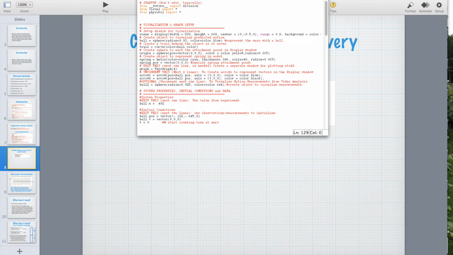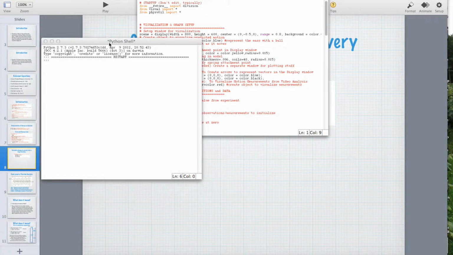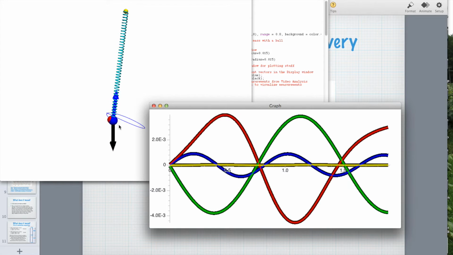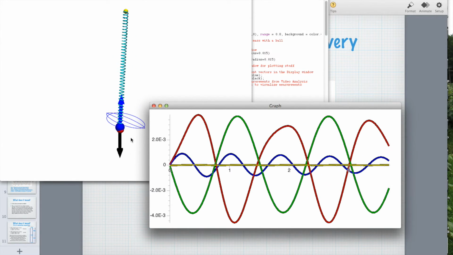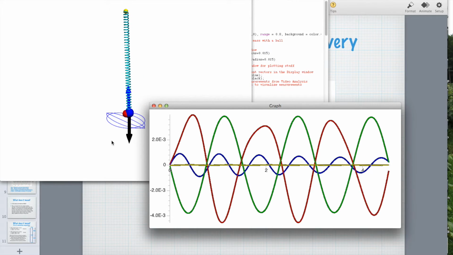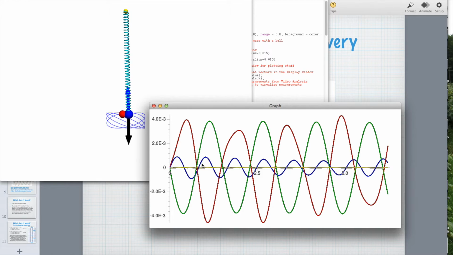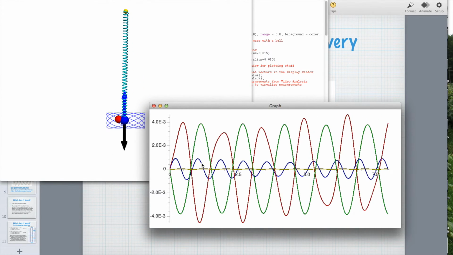When this code is run, we see the mass moving in an elliptical orbit, the blue being the model and the red being the data from Tracker. You can see that they follow each other fairly closely, and we get a graph of all of the changes in energy over the course of the run.